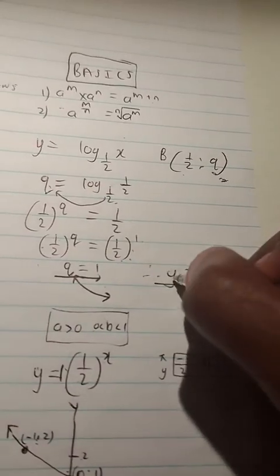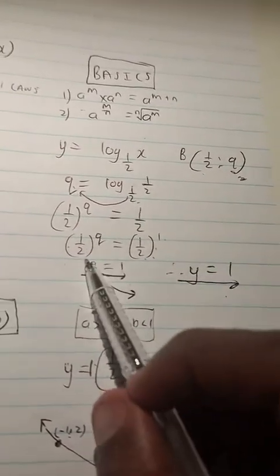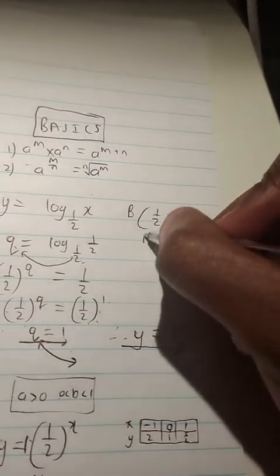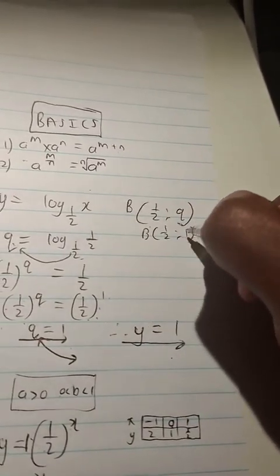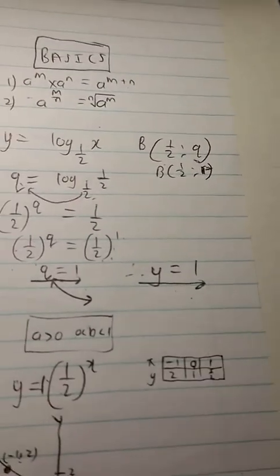What is the equation of the horizontal asymptote? It's y is equal to 1. Okay, y is equal to 1 because our Q value here is 1. So y is equal to 1.